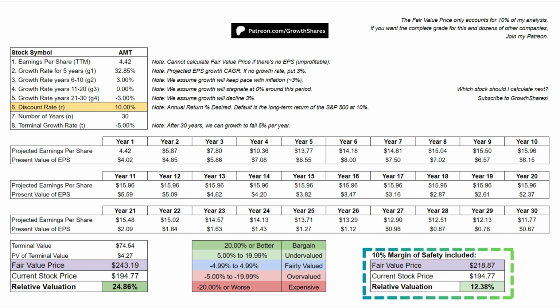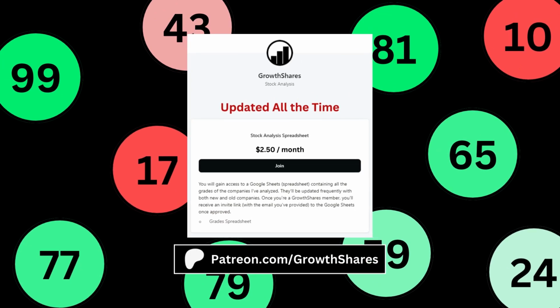I also include a 10% margin of safety. This basically lowers the fair value price by 10% and the relative value adjusted. This margin of safety is purely optional, but it allows some error when calculating the fair value price of the stock. Unfortunately, figuring out the fair value price accounts for only 10% of my analysis. 90% of my analysis focuses on the business behind the stock.